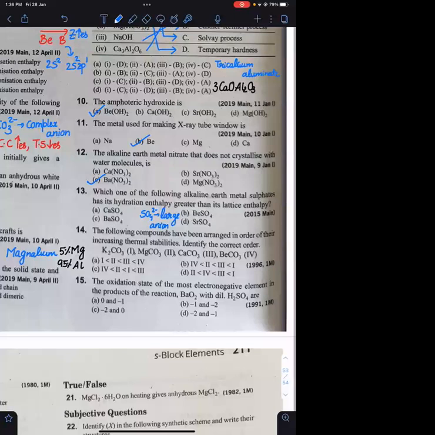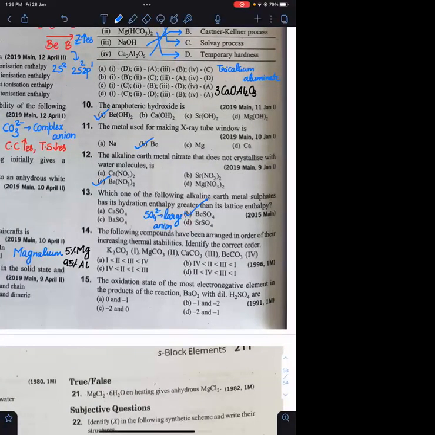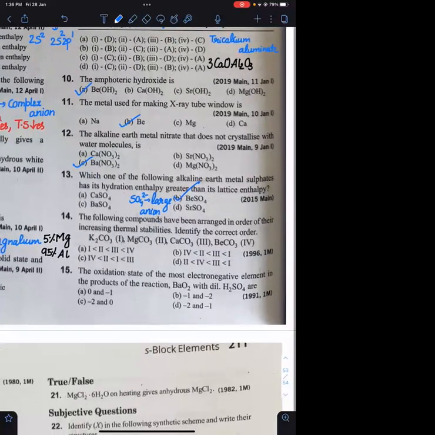Okay, which is least soluble? Barium sulfate. Which is highly soluble? The first member. So in that one there is a chance for hydration energy greater than lattice energy. So the answer is B. Is that clear? Yes, sir. Question 14. Okay, 14.